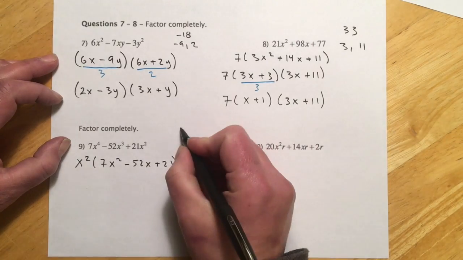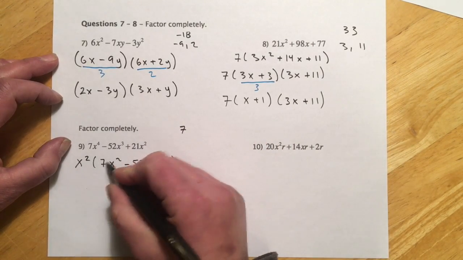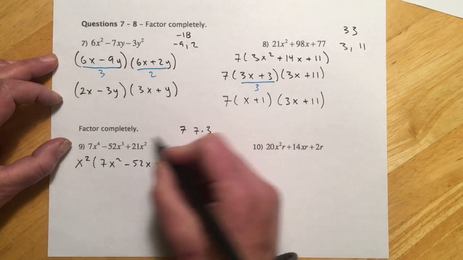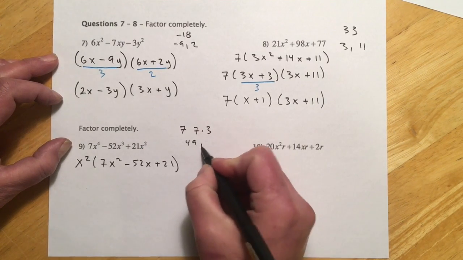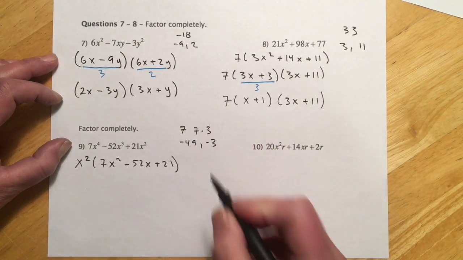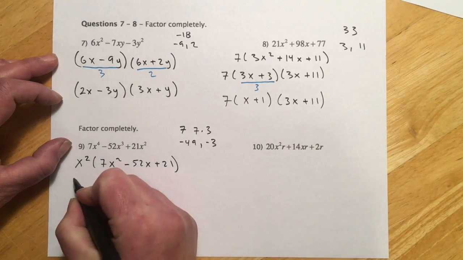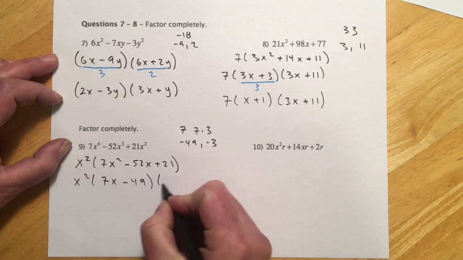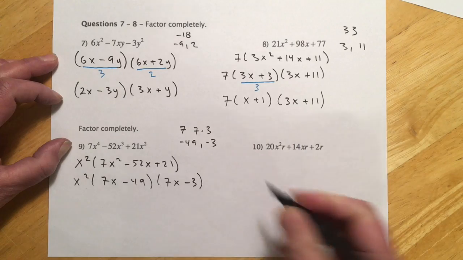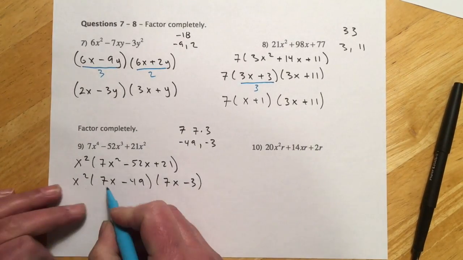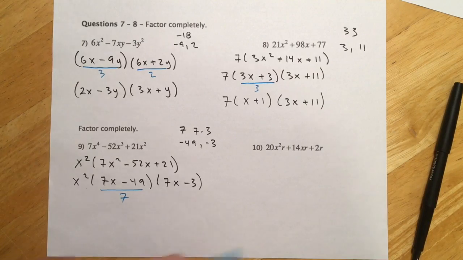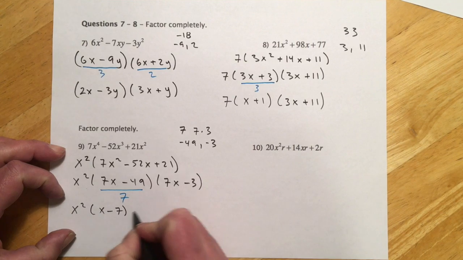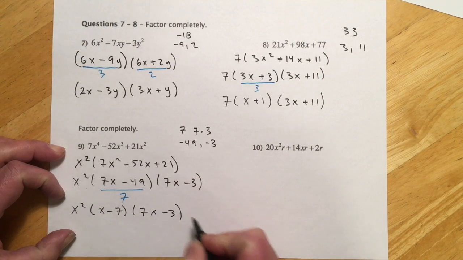And this is a great one to do the factoring trick, because, so this is 7 times 21. 21 has to be 7 times 3, that's it. And so then I can much more easily see 49 and 3 right there. So then I can rewrite this piece, x squared, 7x minus 49, and 7x minus 3. Divide out my extra 7 right here. And x squared, x minus 7, 7x minus 3.